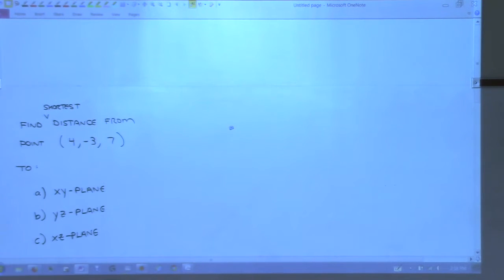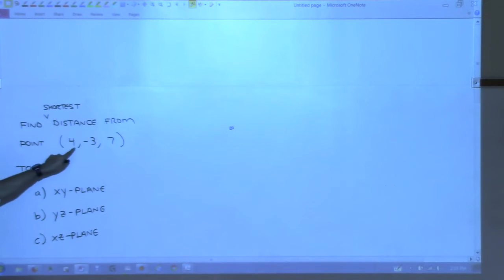Okay. Anyone have the answer for part A? What do you got? Seven. So how are you getting that? Because imagine like a plane that's 7 away from the z plane. Okay. So you're just seeing it, right?